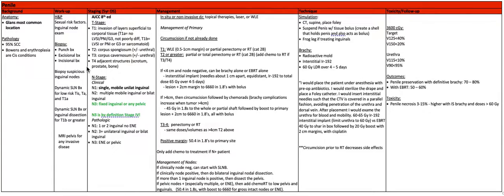For low risk Tis, Ta, and T1a disease. Dynamic sentinel lymph node biopsy or inguinal dissection for T1b disease or greater. MRI pelvis for any invasive disease.